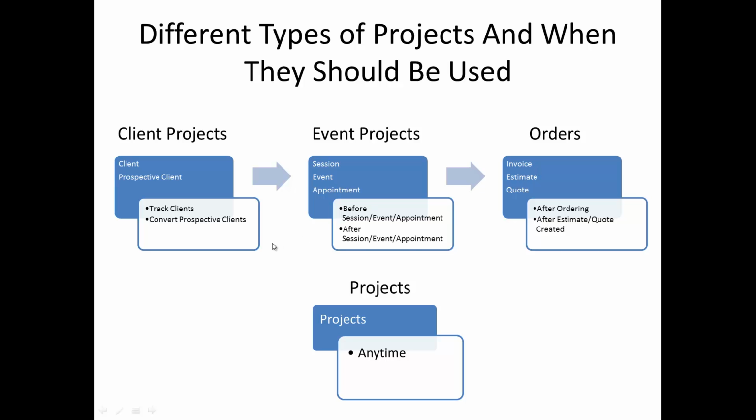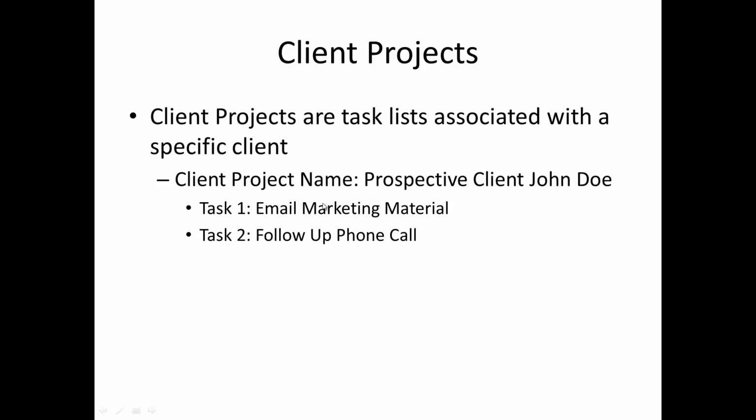So for client projects, here's some examples. We have a prospective client, John Doe. Task 1 in there is email marketing material. Task 2 is follow-up phone calls. In this example, we're using tasks, but in the other tutorial, on task templates and pipelines, very likely you use pipelines for that. But refer to that tutorial for a breakdown of when and where you should use which ones.